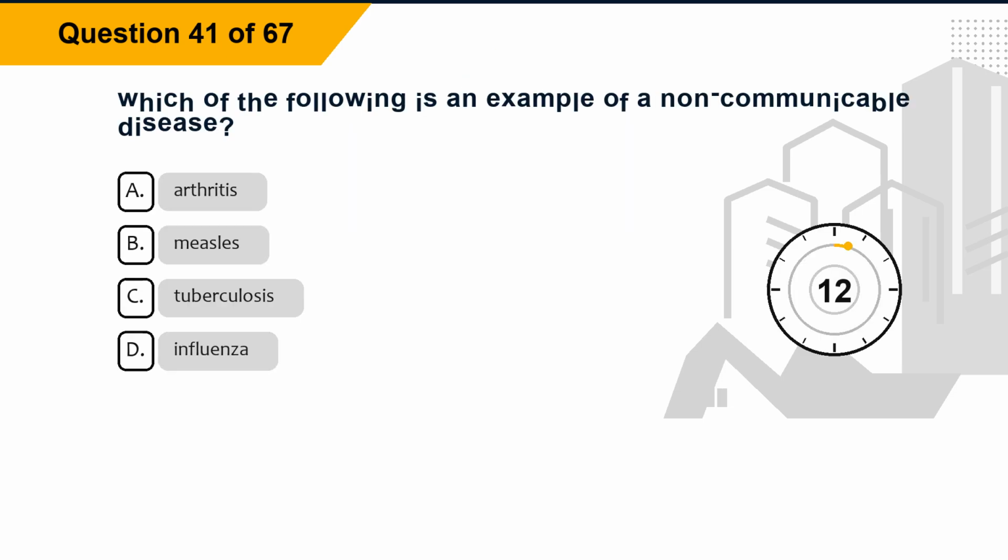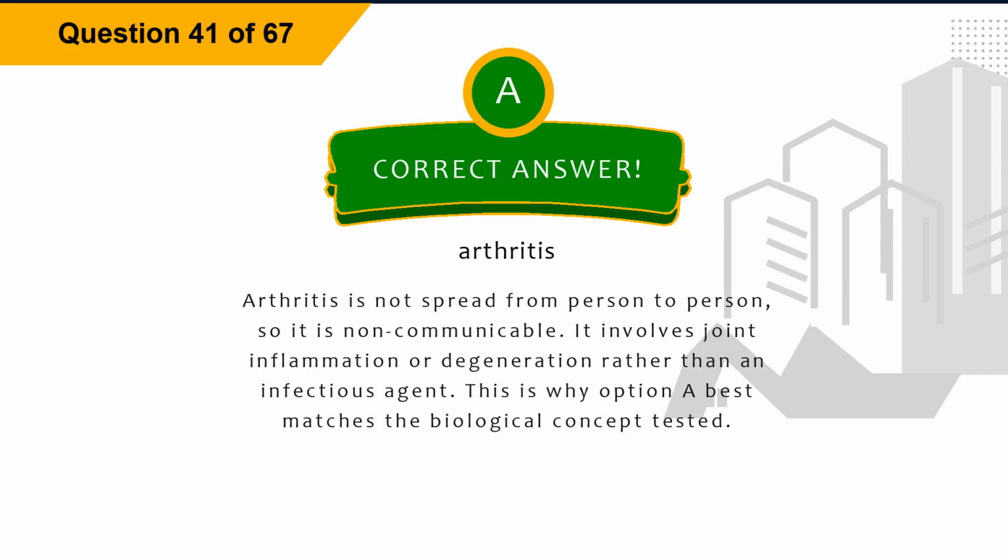Question 41. Which of the following is an example of a non-communicable disease? Option A, arthritis. Option B, measles. Option C, tuberculosis. Option D, influenza. The correct answer is option A, arthritis.